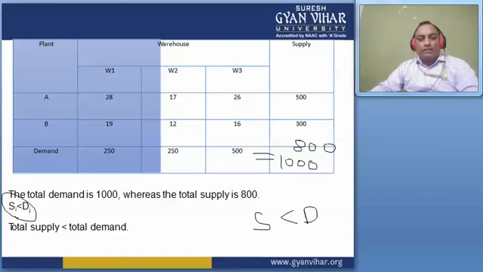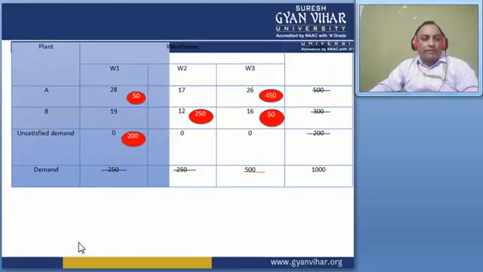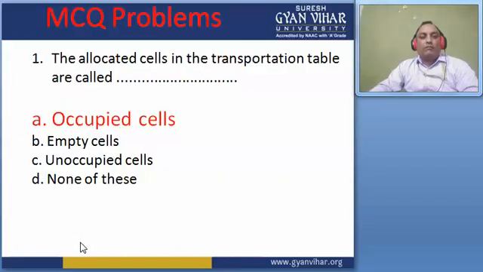So in this example, the total supply is less than the total demand. So this problem relates to the unbalanced transportation problem. Then let's move to the next section, the MCQ problems, multiple choice questions.